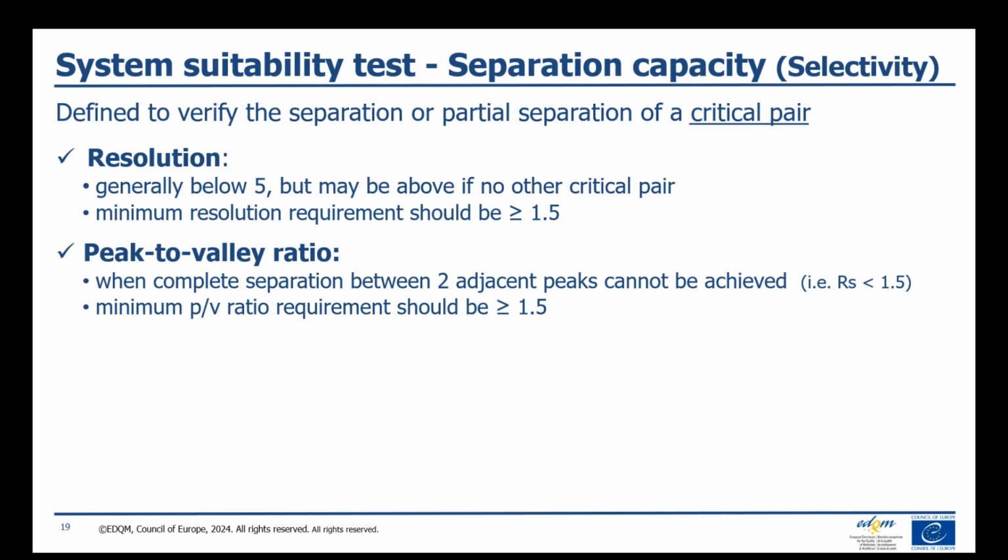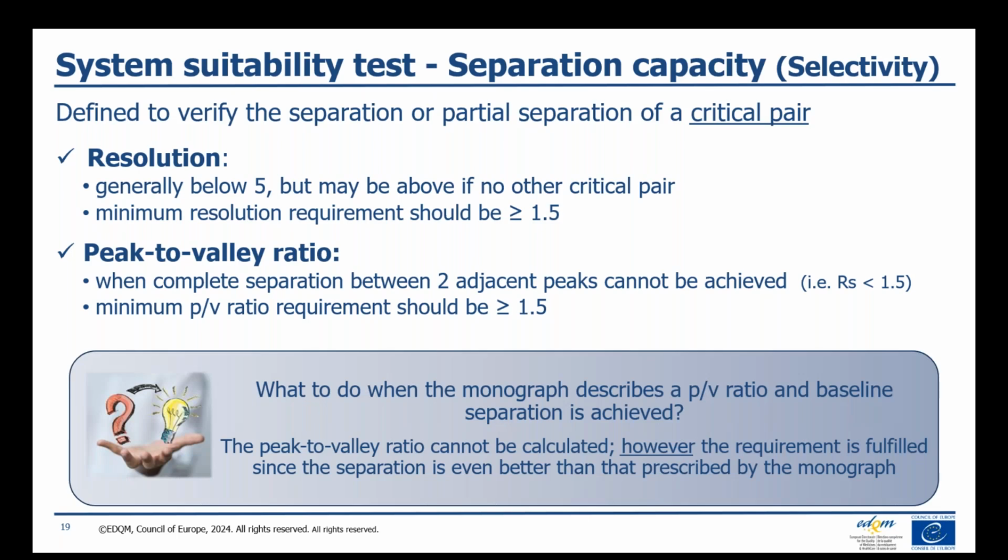And we sometimes also get the question, so what should I do if, for example, in a monograph there is a peak-to-valley ratio which is described, and I obtain a baseline separation, so the two peaks are separated. In this case, you can consider that you fulfill the requirements because the separation is even better than the separation which is prescribed in the monograph. So it is not a problem, even though you cannot calculate the peak-to-valley ratio.